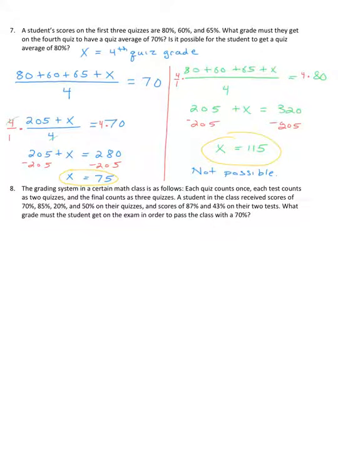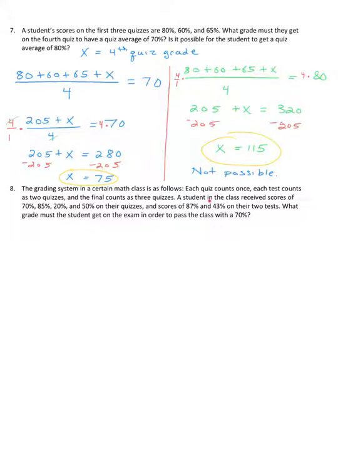All right, let's check out question 8. It's similar in that we're dealing with averages, but this is slightly more complicated. So let's see. We have a grading system, again, in a certain class, but this time it's not just quizzes. The system is each quiz counts once, each test counts as 2 quizzes, and the final counts as 3 quizzes. So that means the tests and the final are more important than the quizzes. So quizzes are less important than tests, which are less important than the final in terms of having an effect on your grade.